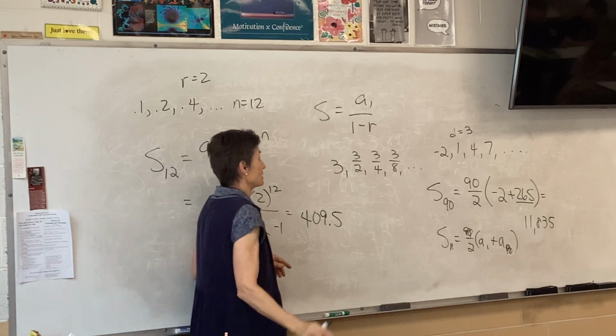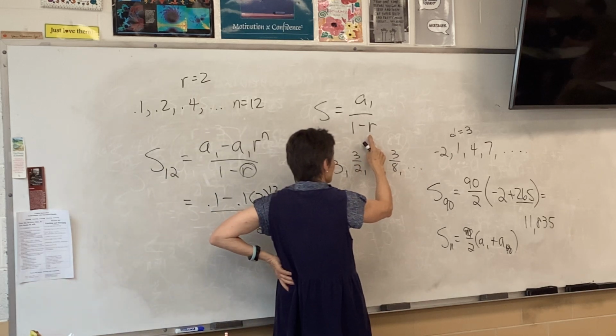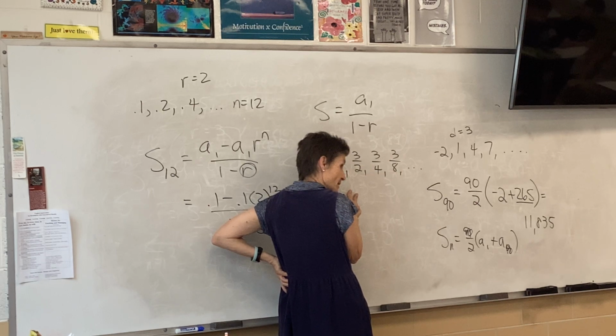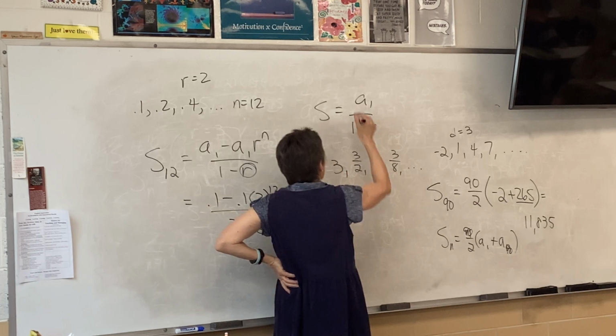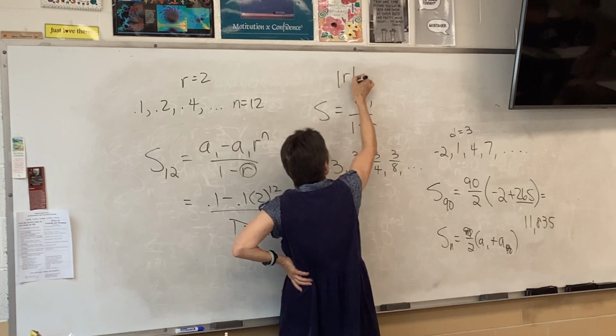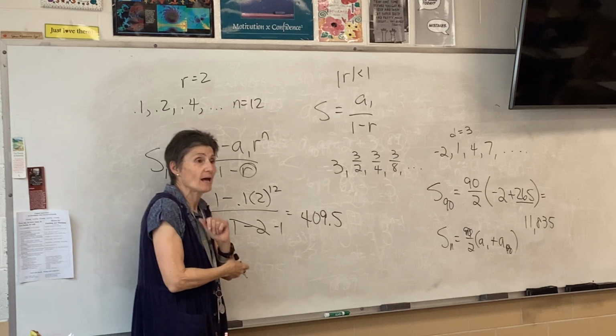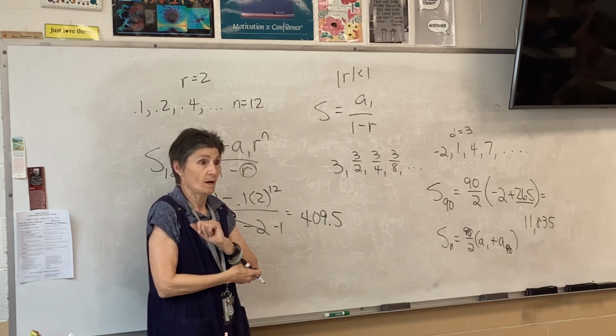Two things about this formula. First of all, since there's an R, this sequence has to be geometric. And second of all, the ratio has to have an absolute value less than 1.